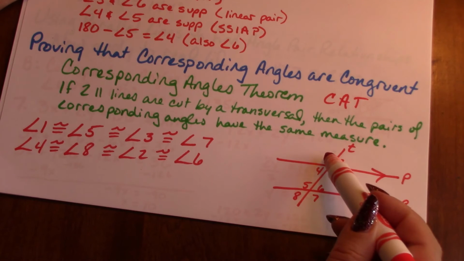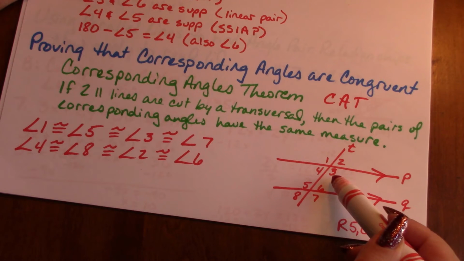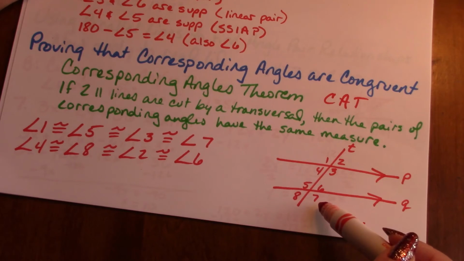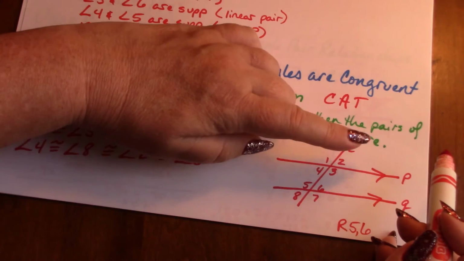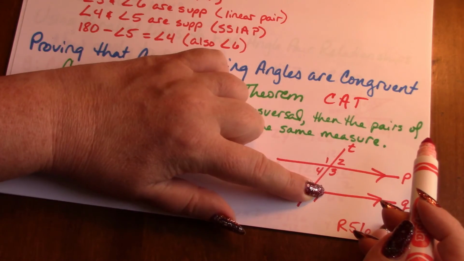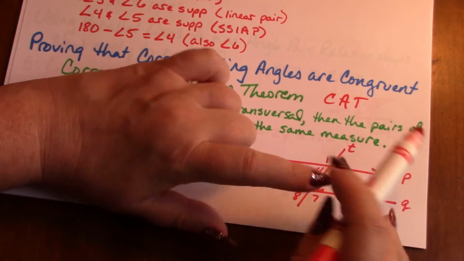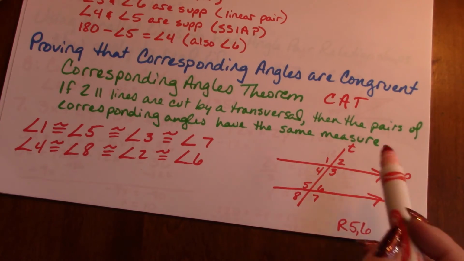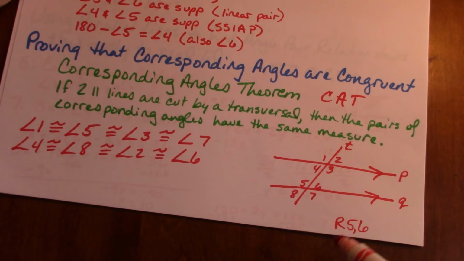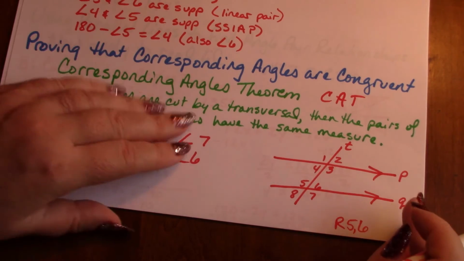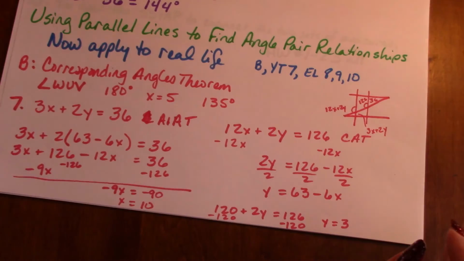So we know that 1 and 3 are the same because of vertical angles, and 5 and 7 are the same because of vertical angles. But what they're saying is because 1 is also equal to 5 and 3 is also equal to 7, which means they're all equal to each other. And the same goes for 2, 4, 6, and 8. So pause here, try the reflection questions, numbers 5 and 6, and come back when you're done.